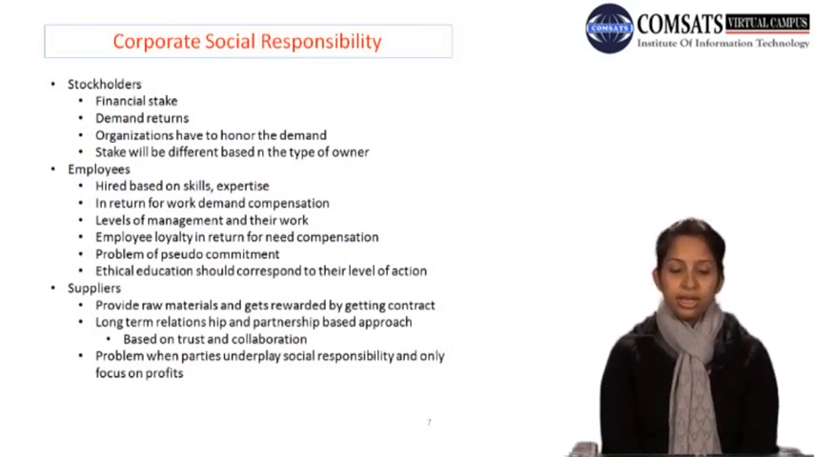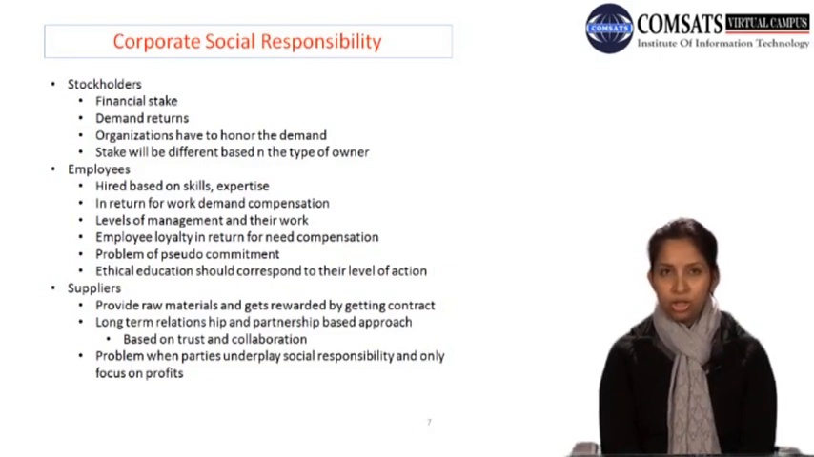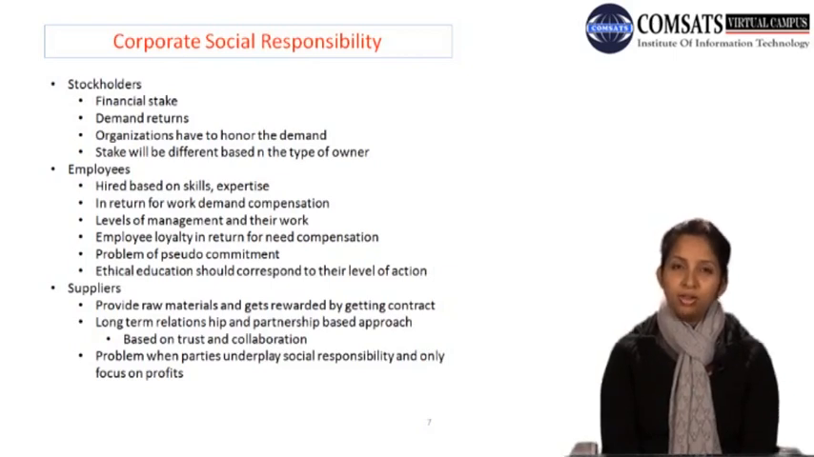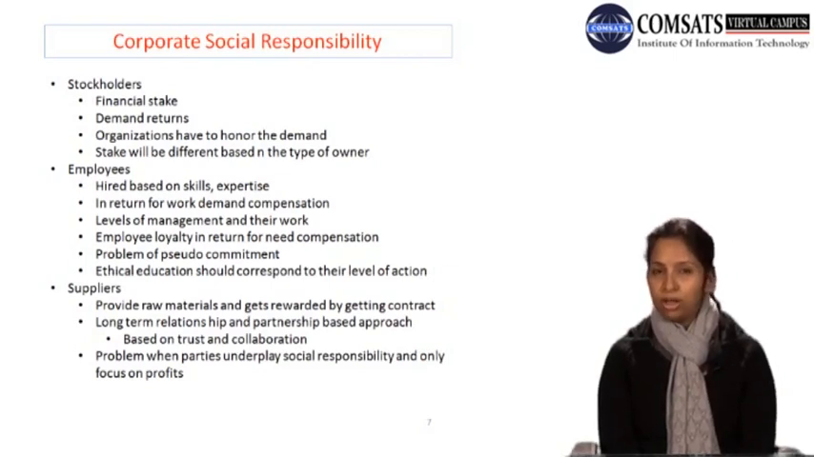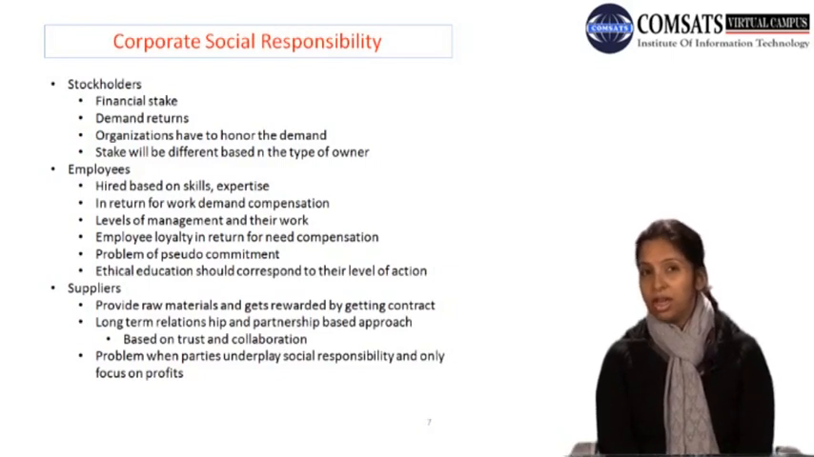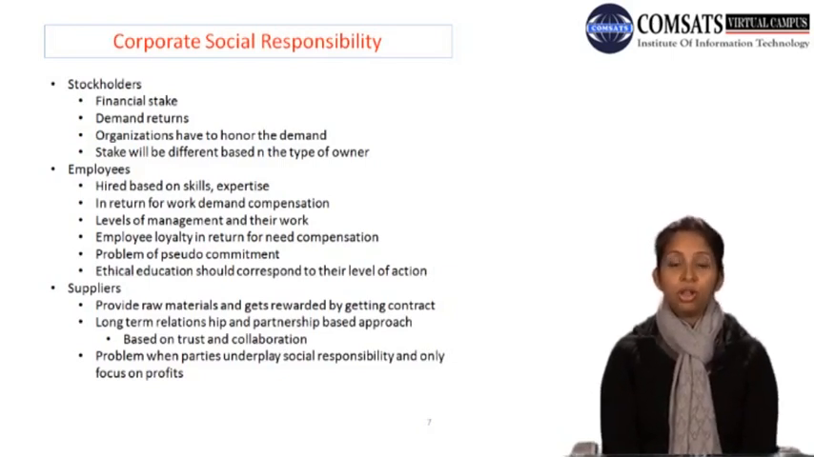Now, employees' loyalty in return for compensation. The employer or the organization is going to expect employees' loyalty in return for the compensation that the employee is going to get. For example, the salary that the corporation gives to the employee, that salary is given to the employee thinking that the employee is going to be loyal to the corporation and that the employee is going to work productively in the organization.